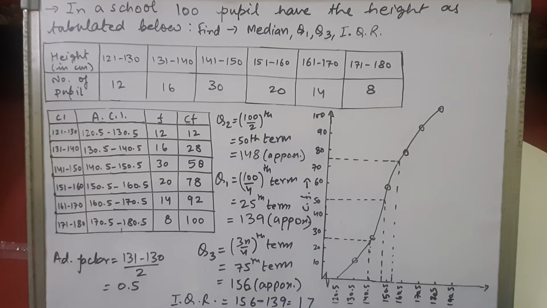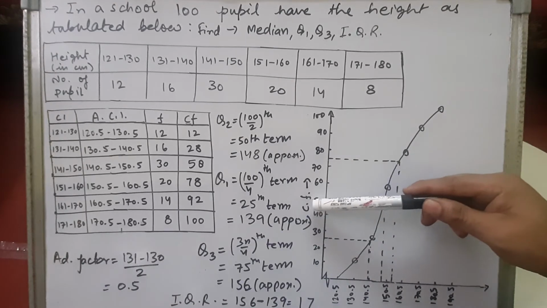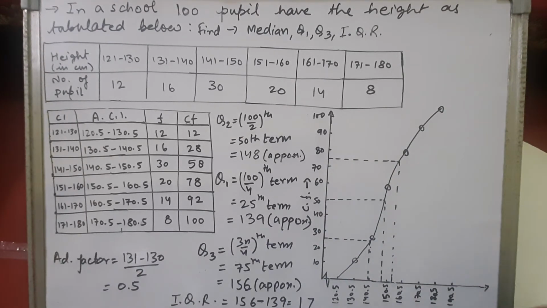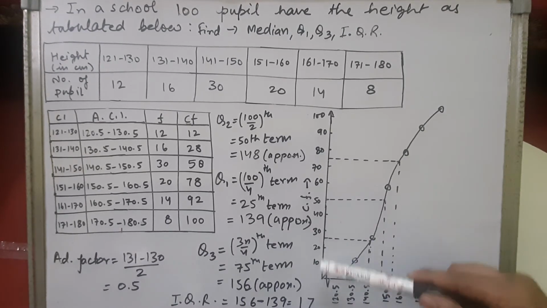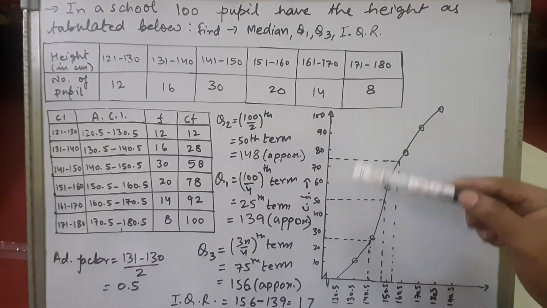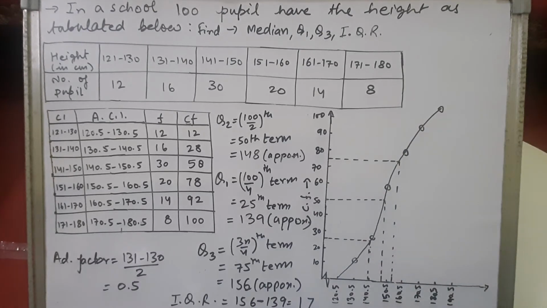Now we have to draw the cumulative frequency curve. Here along the x-axis I have plotted the class interval, and along the y-axis I have plotted the cumulative frequency. I have taken equal gaps, and because the interval starts from 120.5, I have drawn this kink. On the y-axis, I have taken class intervals of 10 up to 100, where 1 centimeter equals 10 units.